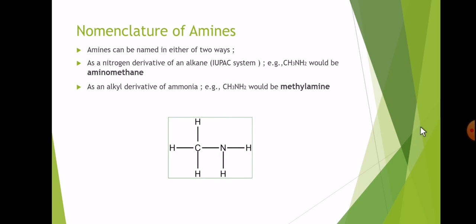Amines can be named in two ways. The first one is the IUPAC naming system, and the second one is the alkyl derivative of ammonia. So let's talk about the IUPAC naming system here.